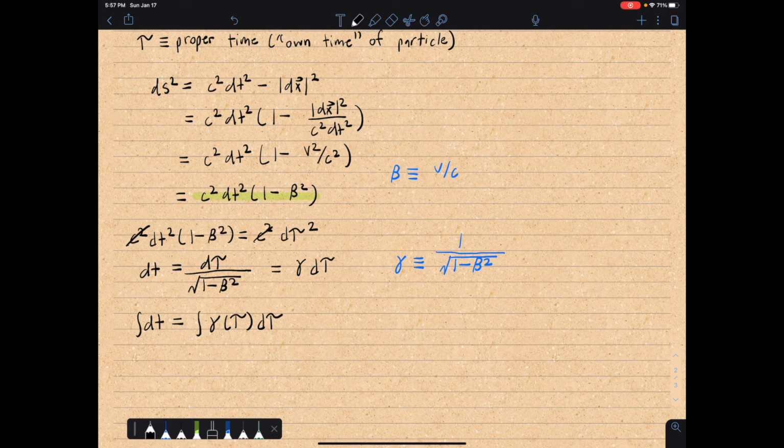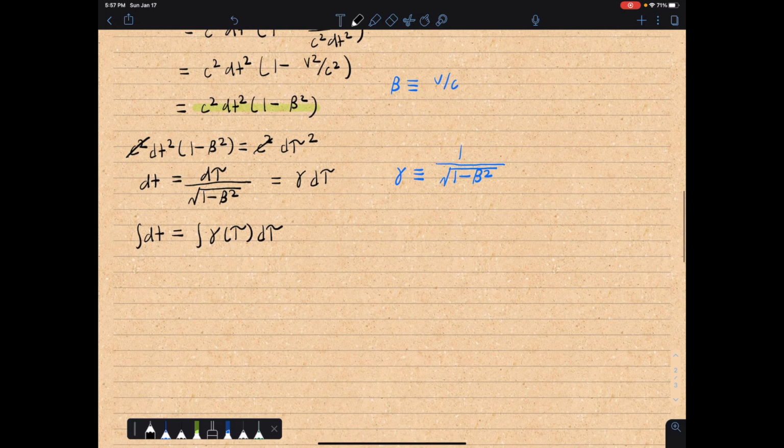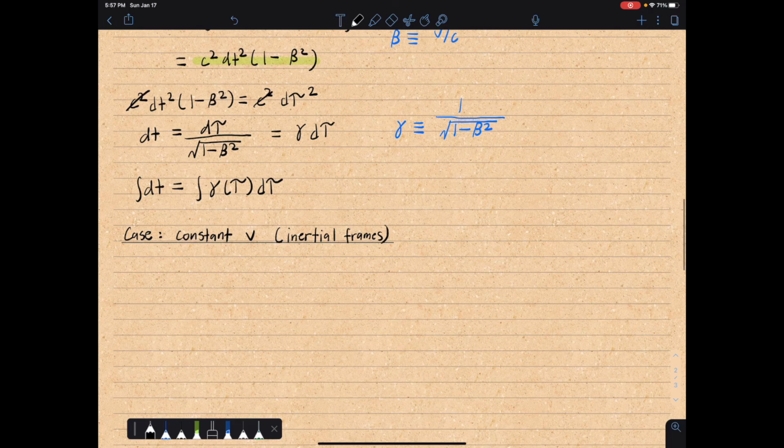But let's consider the special case where the velocity of the particle is indeed a constant. In this case, it's pretty simple to solve the equation above. So we'll have delta t equals gamma, which will now be a constant, times delta tau. And we have now derived the equation for time dilation.